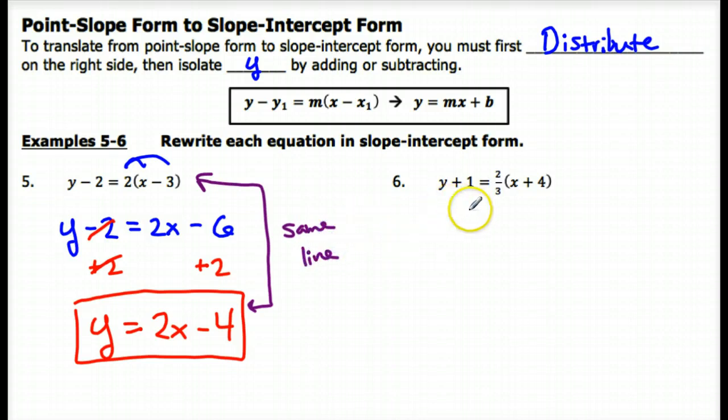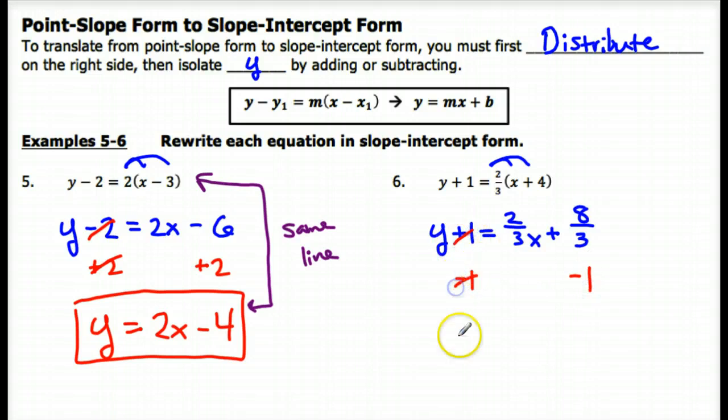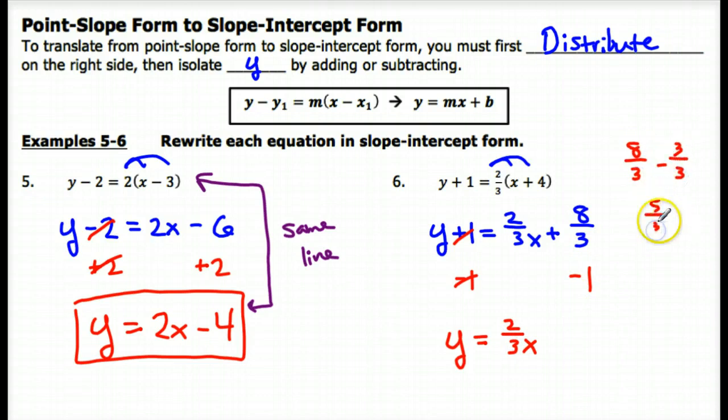Okay, number 6, we have y plus 1 equals 2/3 times the quantity x plus 4. So we're going to distribute our 2/3 first. That will give us y plus 1 equals 2/3 x plus 2/3 times 4 is just 8/3. Okay, from there we're going to subtract 1 from both sides. So minus 1 here, minus 1 here. So we get y equals 2/3 x, and then 8/3 minus 1 would be the same thing as 8/3 minus 3/3, which gives you 5/3. Okay, so this would be y equals 2/3 x plus 5/3.